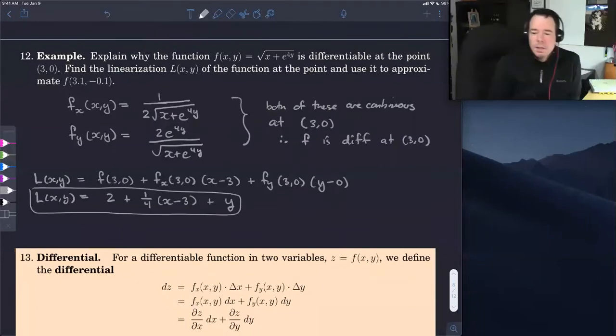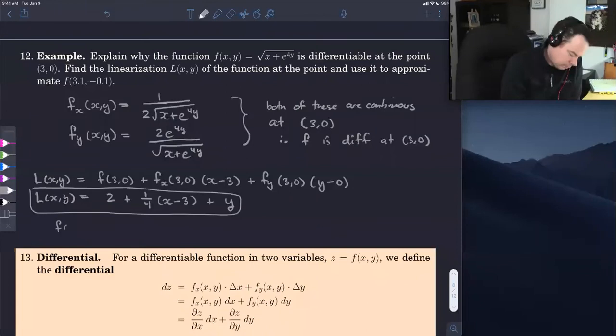So that's the function which gives a tangent plane at the point 3, 0. And so if this function is differentiable, which we verified it is by noting that the x and y partials are continuous, and therefore the function is differentiable, then this linear function is a good approximation to the function itself near the point 3, 0.